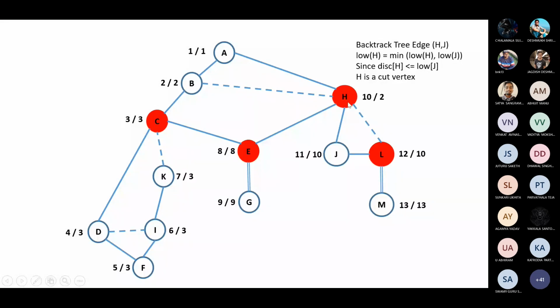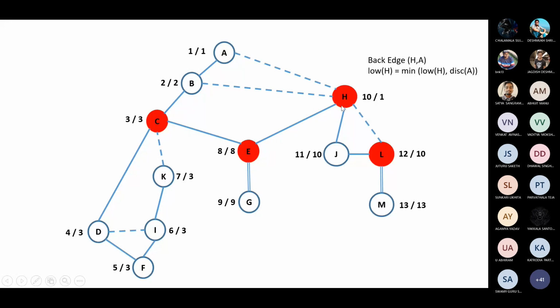Then the last is HA. HA is a back edge, so the low value will be updated to 1. Again it backtracks to HE, so it will be 1, then it is C, so it will be 1.